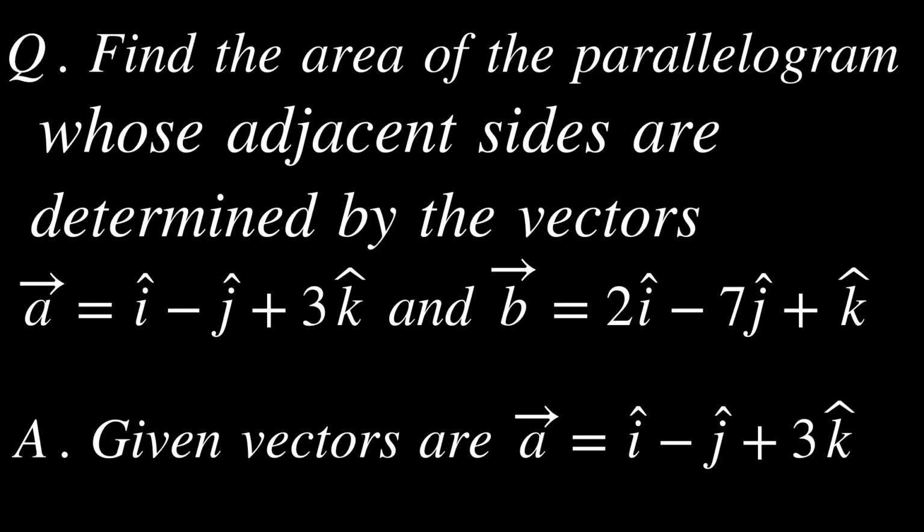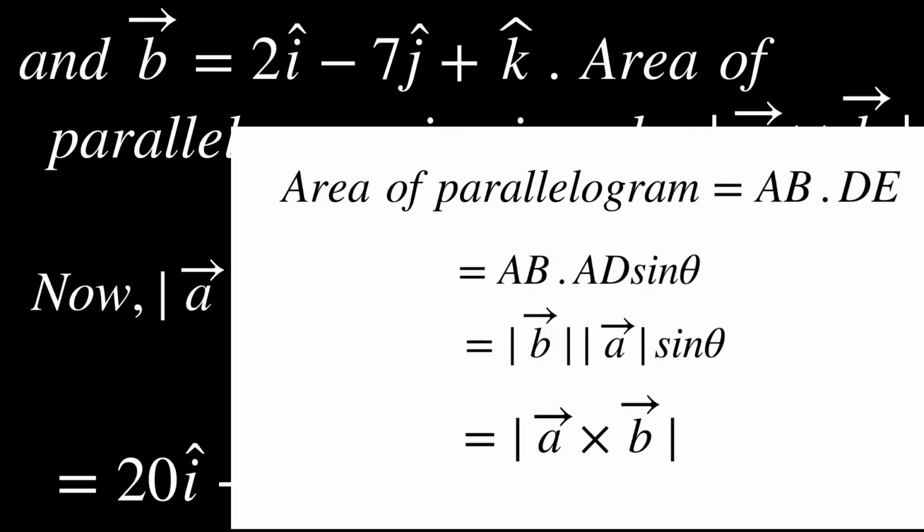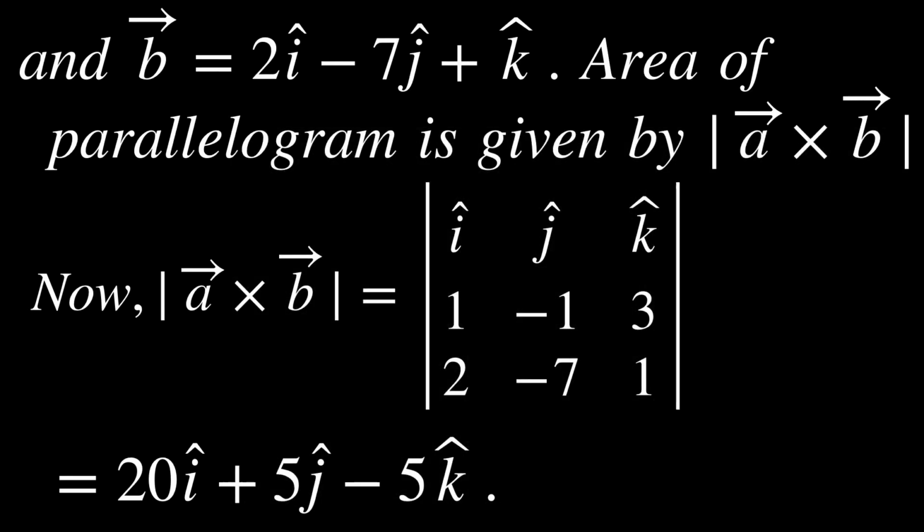So in this problem they have given two vectors and they are asked to find the area of the parallelogram. Assume that these two vectors are the adjacent sides of the parallelogram. Suppose we can represent the adjacent sides of a parallelogram as vector A and vector B, then its area is given by the modulus of vector A cross vector B. Now we can see how it has arrived.